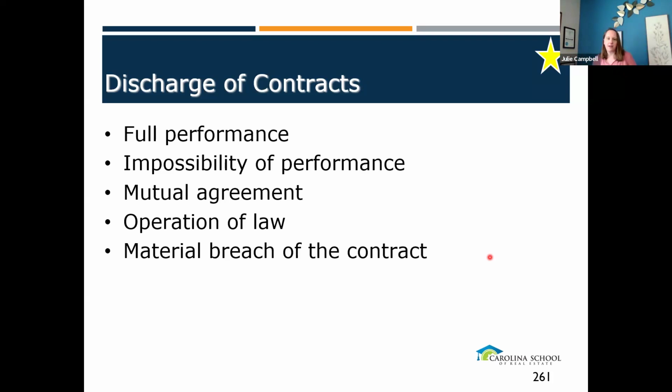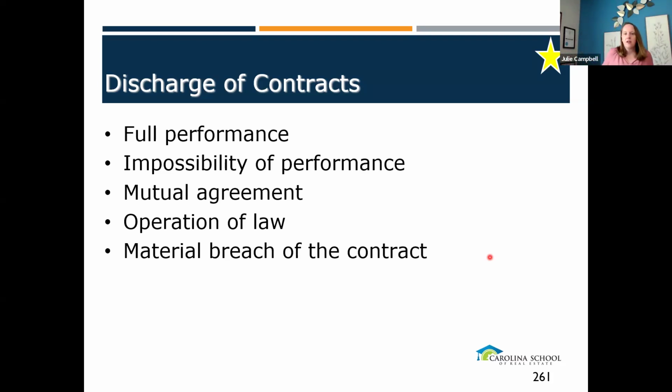What if we're under contract and the seller goes into foreclosure? They lose the property to foreclosure. The court has taken the property. It's impossible for the seller to perform at that point. They no longer own the property. So impossibility to perform could end the contract. There will be consequences of breach, of course.